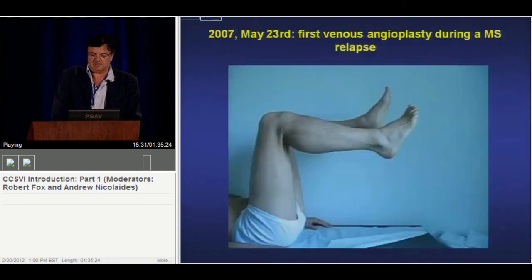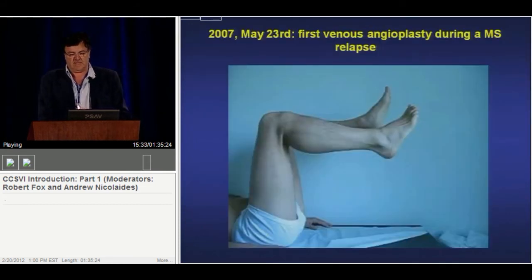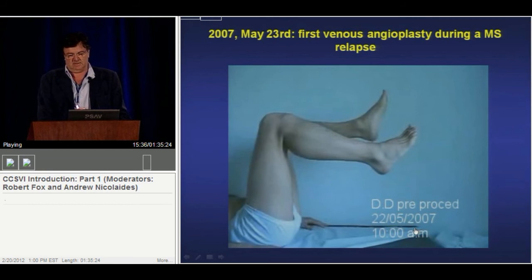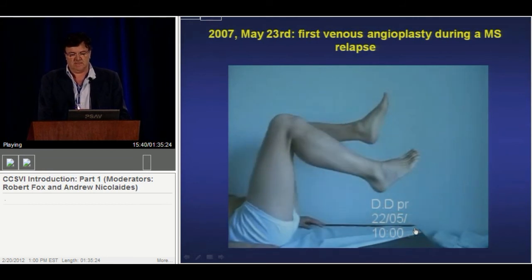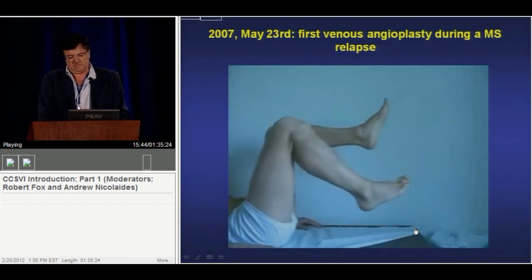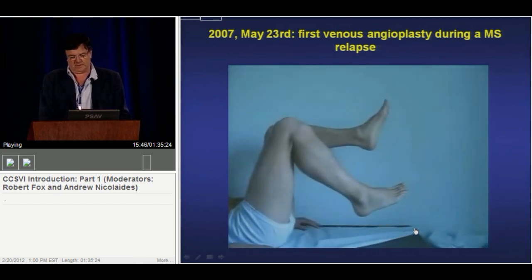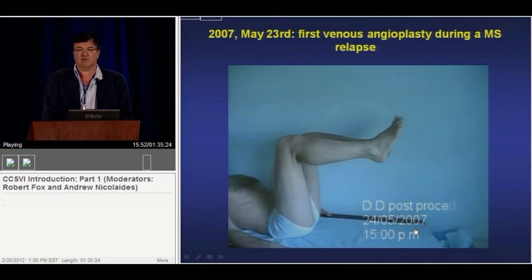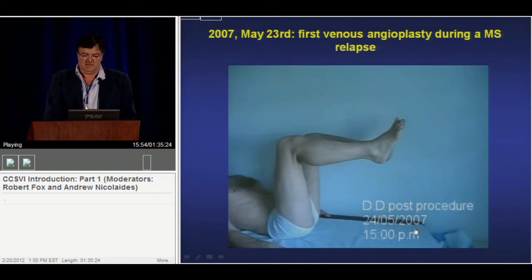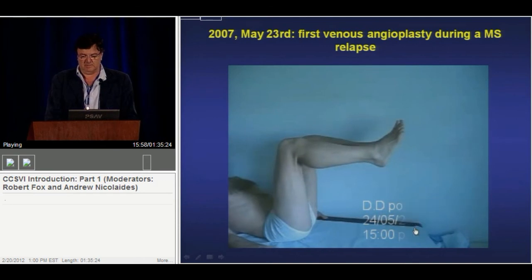And this is the first case operated on during a relapse for right hemiparesis. This is the MRI proof that shows the hemiparesis of this young patient. And 2 days after the PTA, the patient was completely stable without any steroid treatment.